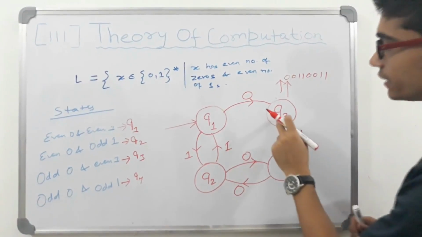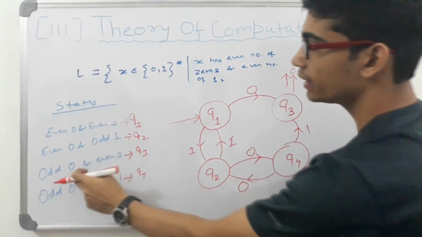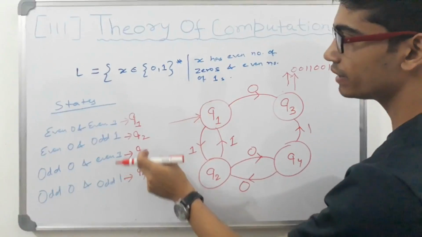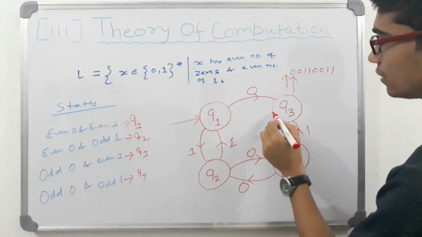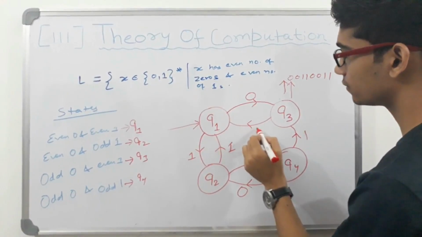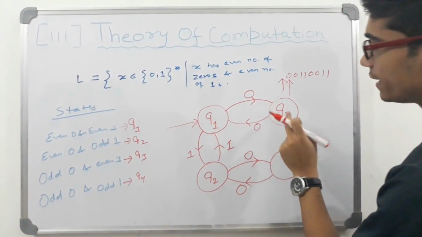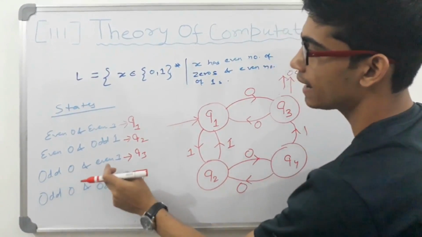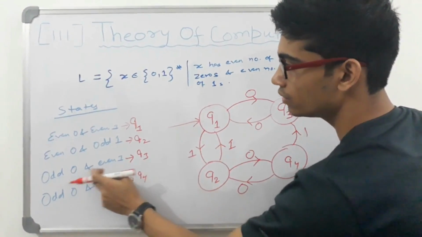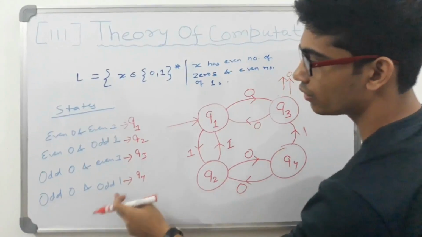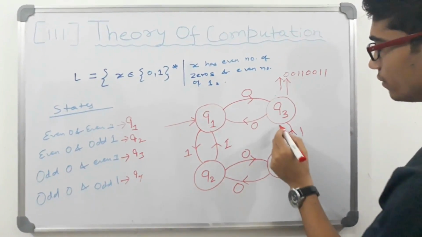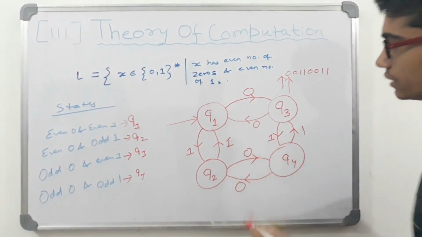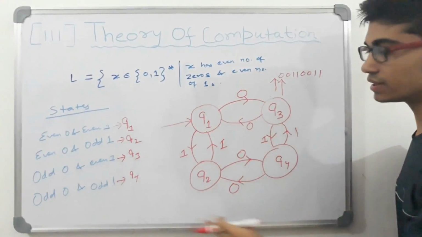Now let us see what happens at q3. If I encounter a 0, we will have even 0 and even 1, and even 0 and even 1 is q1. So after seeing a 0, I will go back here. If I see a 1 here at q3, what will happen? Odd 0, and I have seen a 1, so this even will be odd now. So odd 0 and odd 1 is q4. So I go here. See, this is our state transition.